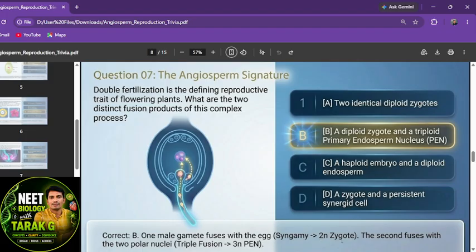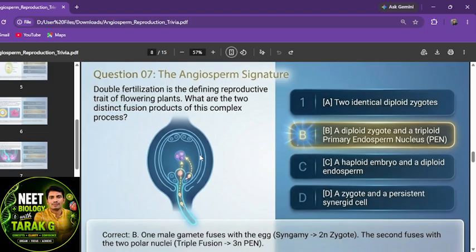First one is the diploid zygote. PEN is triploid, right? One male gamete fuses with the egg, resulting in the zygote. The second one fuses with the two polar nuclei. These are the polar nuclei and this is the other male gamete. It causes the triple fusion. That formation is the PEN formation, right? The answer is B, correct.